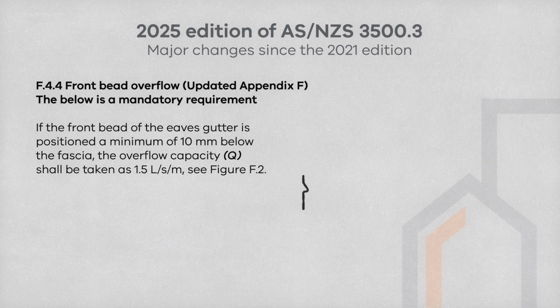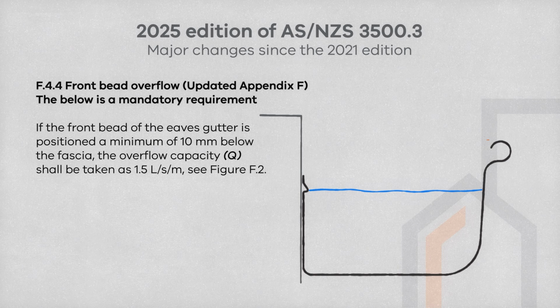Now let's look into the third overflow method, the front bead overflow. The concept here is to position the front bead of the gutter at least 10 mm below the top of the fascia. By doing this, any overflow will naturally discharge over the front edge rather than the back toward the building. The standard gives this method a fixed overflow capacity of 1.5 liters per second per meter of gutter length. So if you multiply 1.5 by the gutter length, you will get the overflow capacity Q. Using this method, a 10 meter EVA's gutter can discharge 15 liters per second.